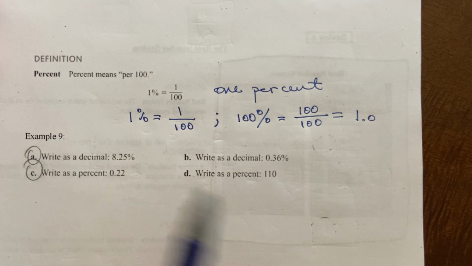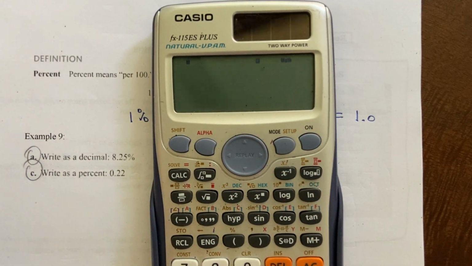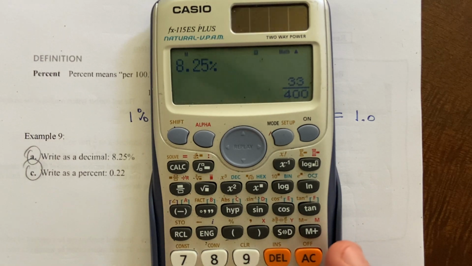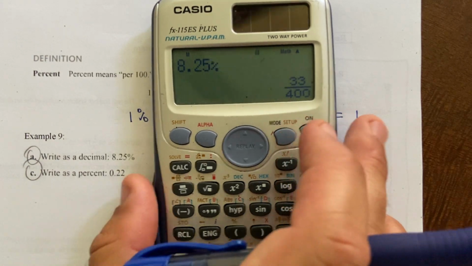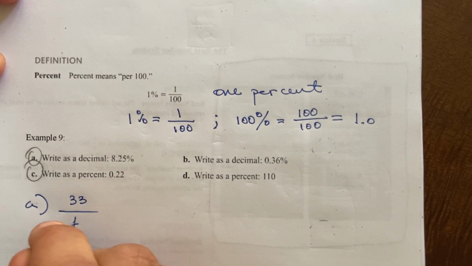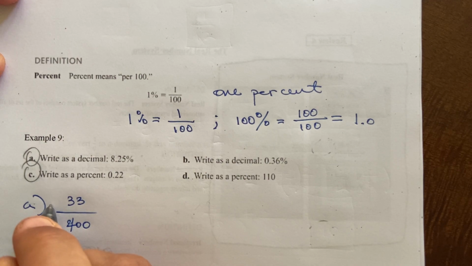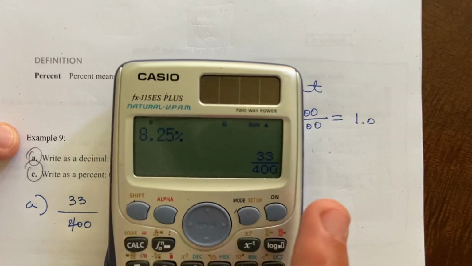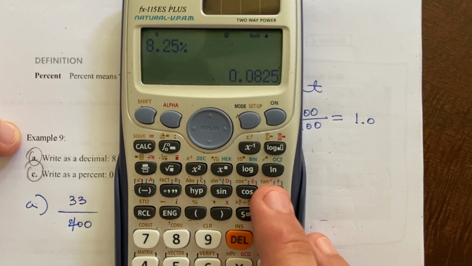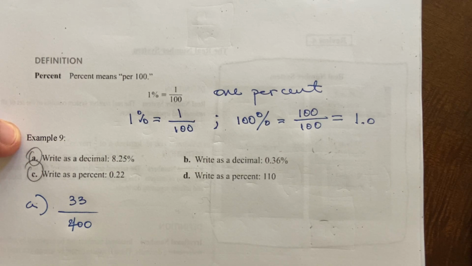So 8.25%. What I recommend is use your calculator. So 8.25, and then notice there's a percent back here. So shift left parentheses, hit equals. It says 33 over 400. So this is for A. So that would be the fraction. I'll go ahead and press S to D to get the decimal. So 0.0825, that probably makes some sense.